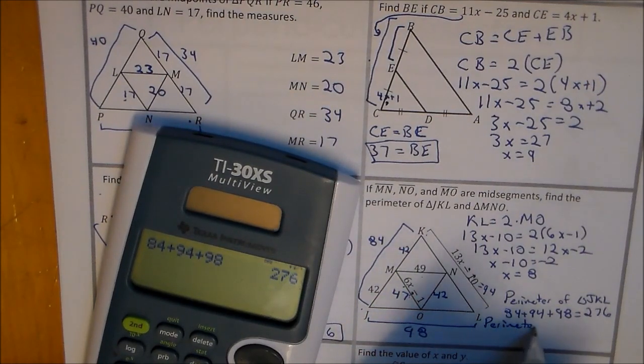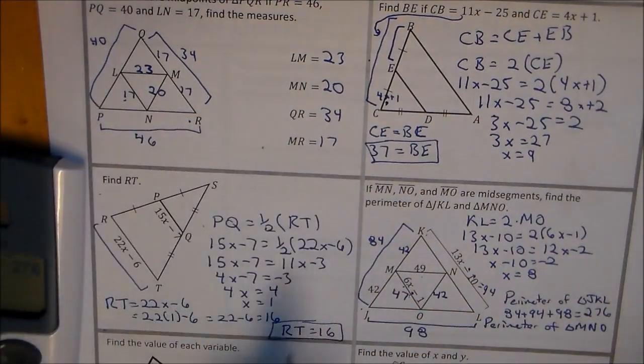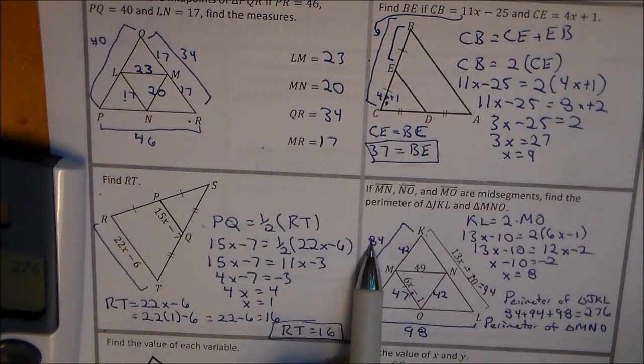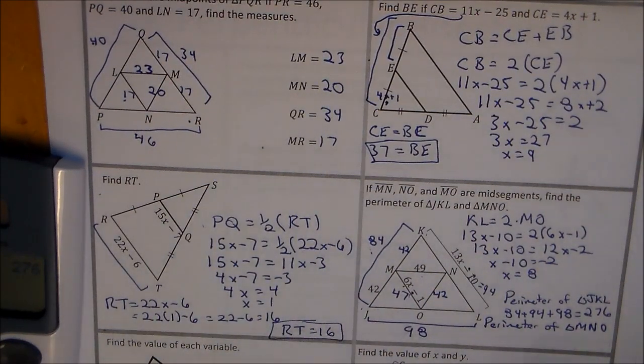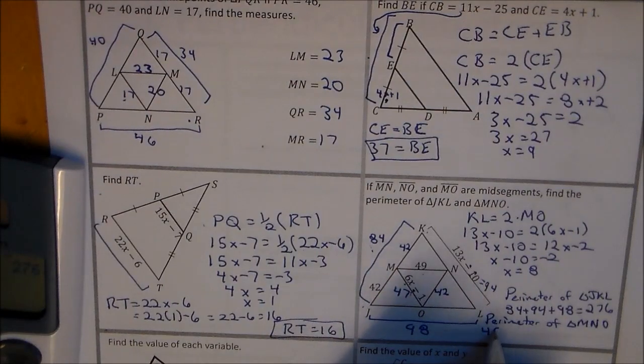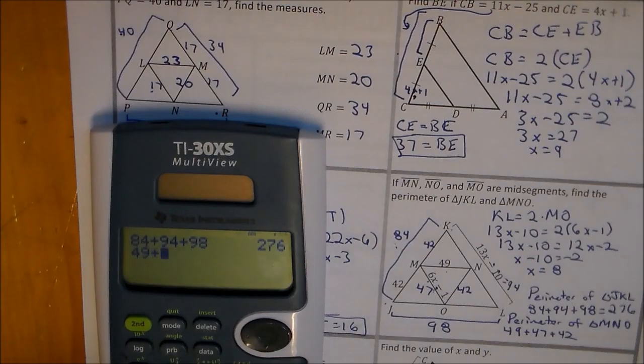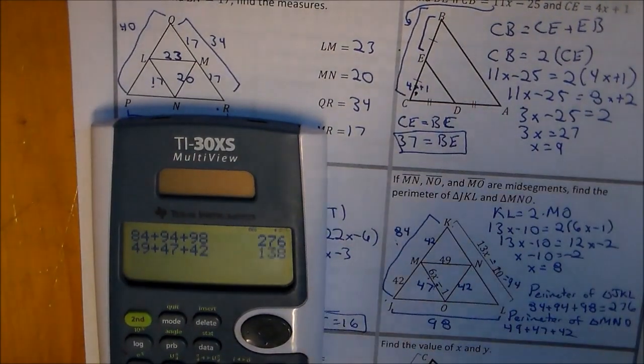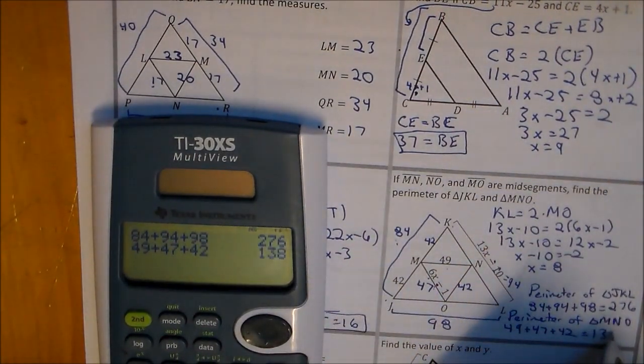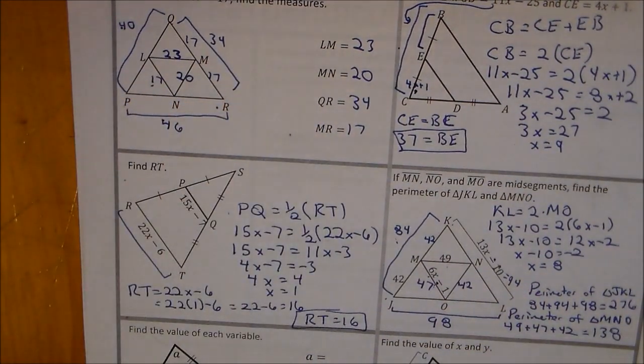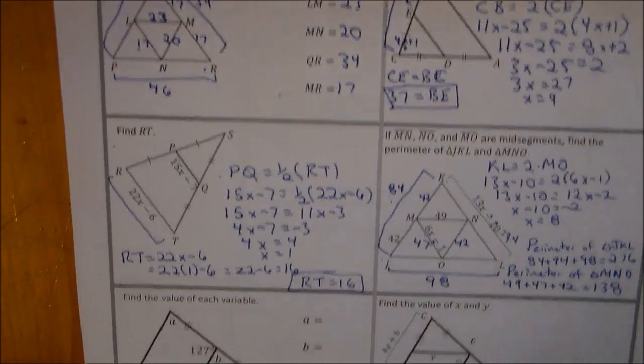Now the perimeter of MNO, which we can make a prediction about. So if I knew that 84 was the side, and half of it was the side here, could we also say that maybe it's half the perimeter? And let's look. So we got 49, 47, and 42 comes out to be 138, which is also half of 276. So in a midsegment where the side is double the midsegment, or the midsegment is half the side, the perimeter would also work the same way.